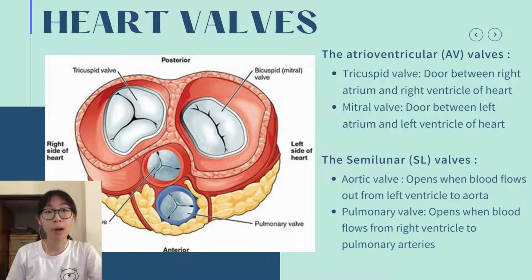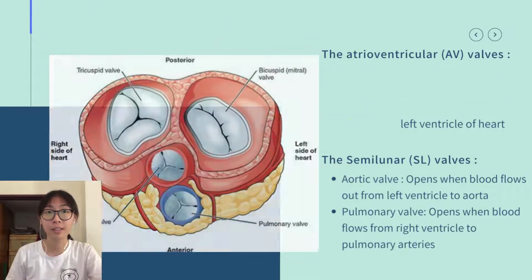The semilunar valves include the aortic valve and the pulmonary valve. The aortic valve opens when blood flows from the left ventricle to the aorta, while the pulmonary valve opens when blood flows out from the right ventricle to the pulmonary arteries.